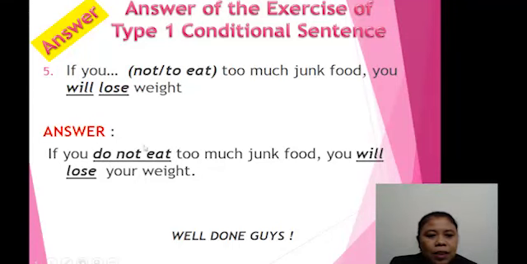Okay, do not eat. We use the negative form by giving do not here plus verb 1 because the subject here is a plural subject. So the negative verb used is do not plus verb 1. If you do not eat too much junk food, you will lose your weight. Well done, guys. Good job.